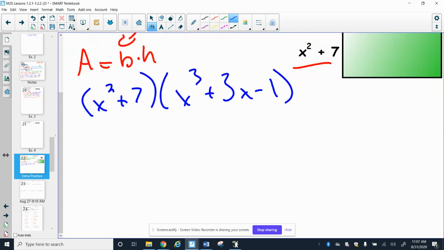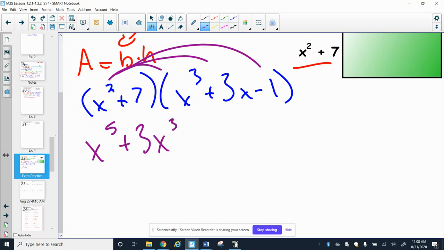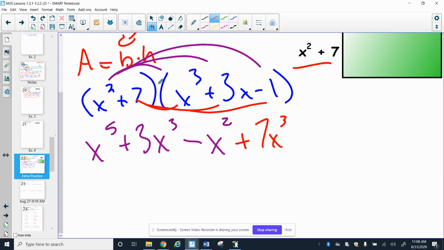Well, let's do that. Why don't you guys try to do this on your own right now, and then you can check your work as I work through it. All right, so let's see how we did. So we're going to multiply the x squared to all three. So x squared times x to the third, x to the fifth. x squared times 3x plus 3x to the third. x squared times negative 1, minus x squared. Then we multiply the 7 to all three. So 7 times x to the third, plus 7x to the third. 7 times 3x, plus 21x. 7 times negative 1, minus 7.